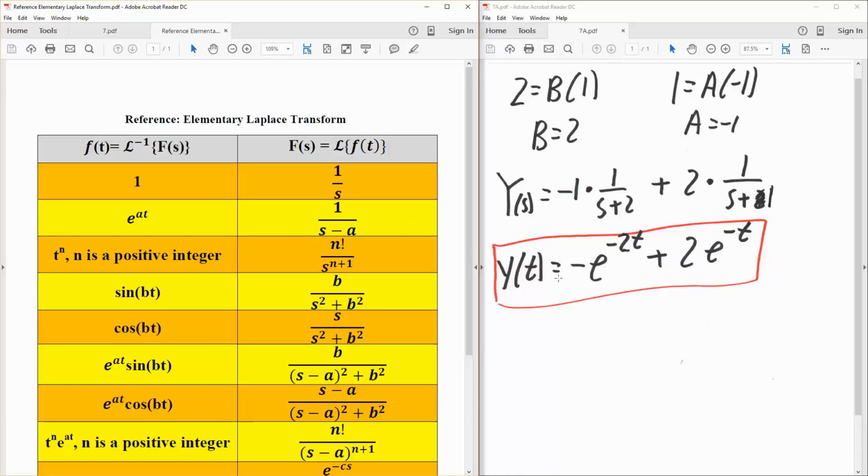So our final answer will be negative e raised to negative 2t, because 1 divided by s plus 2 is equivalent to 1 divided by s minus (minus 2). So that means a is negative 2. And we have a negative 1 in the front because of this. So y(t) is equal to negative e raised to negative 2t plus 2 times e raised to negative t. And this right here is our final answer. And that's all we need to do.